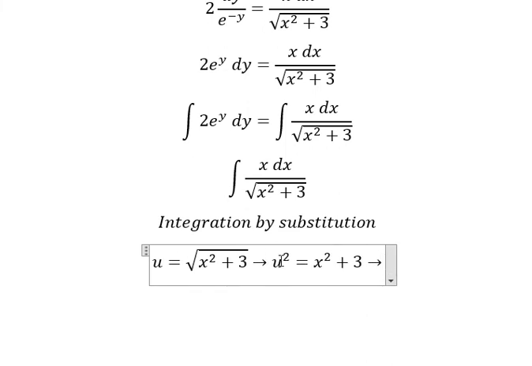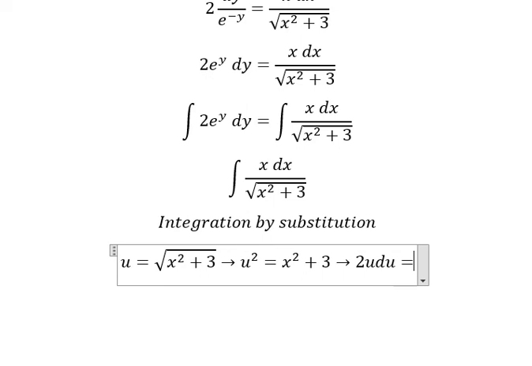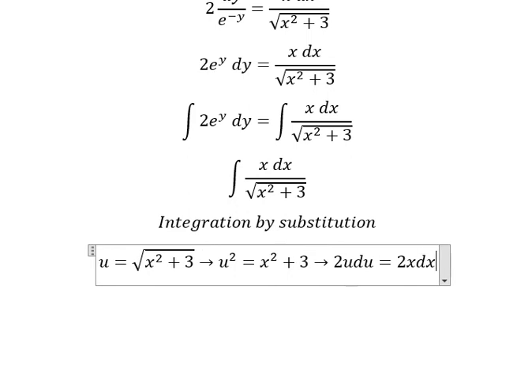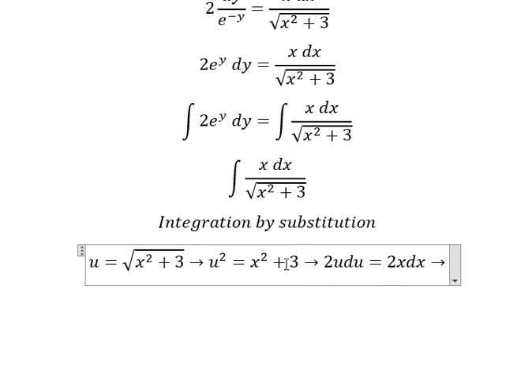Next, we need to do the first derivative for both sides. First derivative of u square, we have 2u. First derivative of s square, we have 2s. First derivative of number 3, this is a constant, so you have the s. Because first derivative of number 3 is 0. That's why we don't have the number in here.